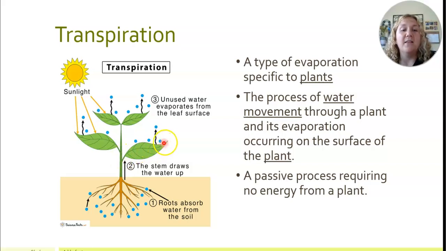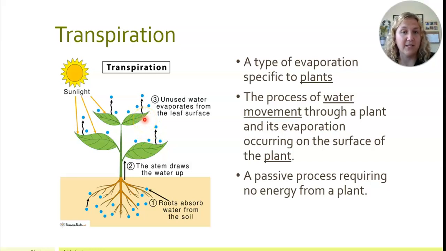But then on the leaves, that is where the stomata are present, and that is where gas exchange happens. And so we see these nice little squiggly arrows, and that is representing that water has now turned from a liquid into a gas, and that is evaporation. But because it's coming directly from a plant, it's called transpiration.